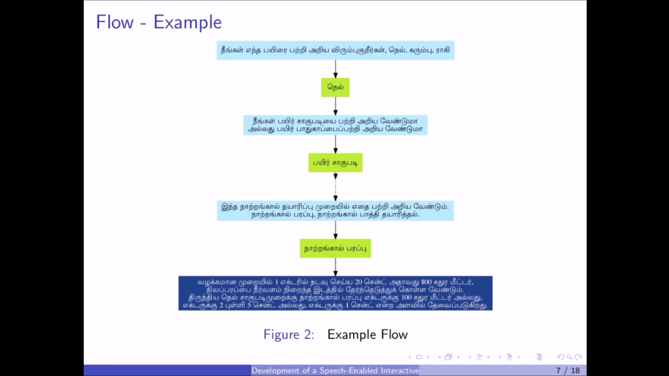Here we have an example flow. Some of the stages have been left out in the middle for the sake of clarity. So after Pair Sagubadi, we have left out some of the stages. The light blue boxes are the questions that the system asks the user. The green boxes are the replies from the user, and finally the dark blue box at the end of the flow is the answer that the system gives the user.